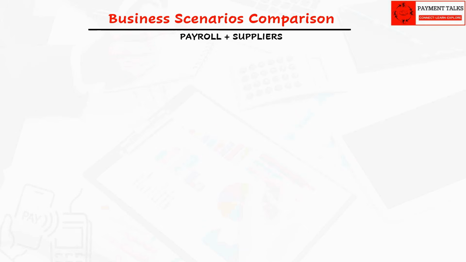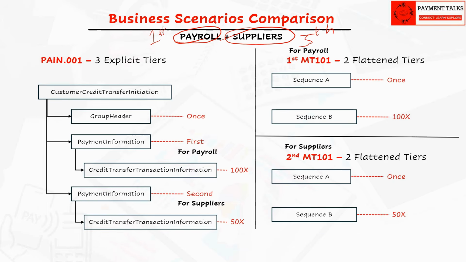For a bulk scenario with multiple debits and multiple execution dates, like salary payments to be made on 1st and supplier payments to be made on 5th of every month, in this scenario PAIN.001 wins. This is not possible in MT101 without splitting the message into two separate MT101s.